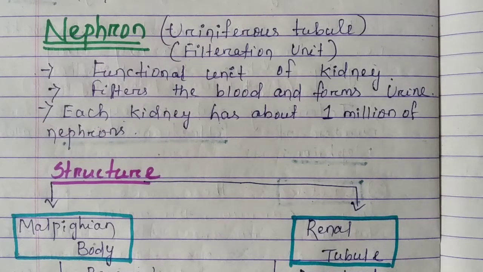Hello students, in our previous video we have completed the excretory system. In that we have studied about the organs which are involved in the excretory system. Now we will study the functional unit of kidney, which is the nephron.